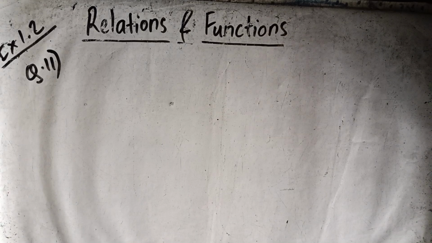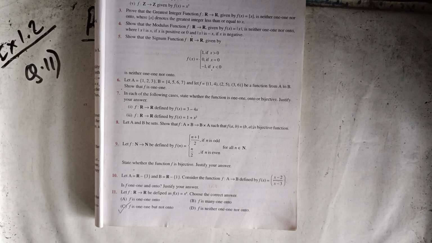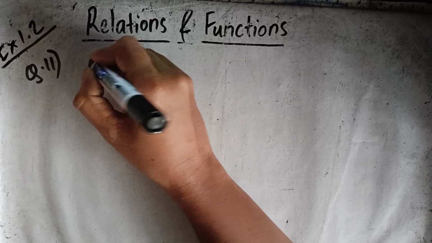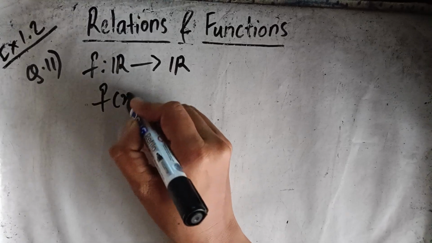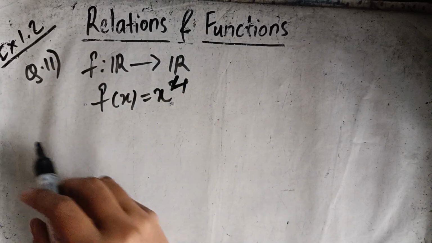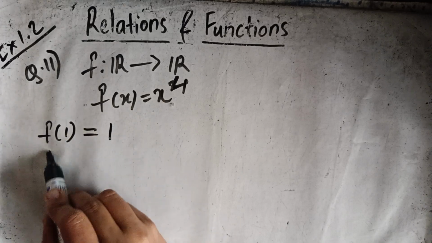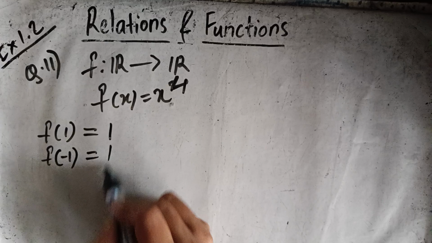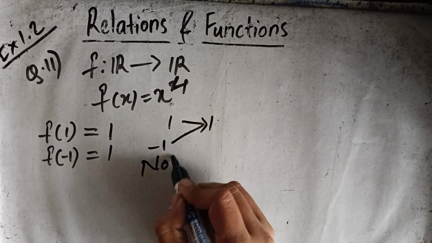Question 11. Let f from R to R, where R is the set of real numbers, be defined as f of x equal to x raised to 4. Choose the correct answer. That is, we have to check whether it is one-one and onto. This is actually the same as the x square type. So f of 1 is going to 1, f of minus 1 is also going to 1. So 1 and minus 1 both are going to 1. So this is not one-one.